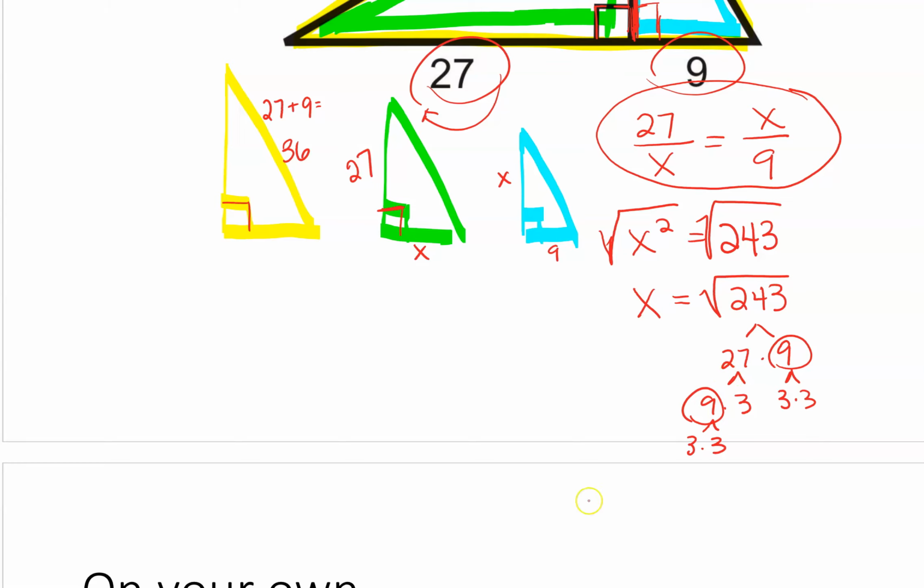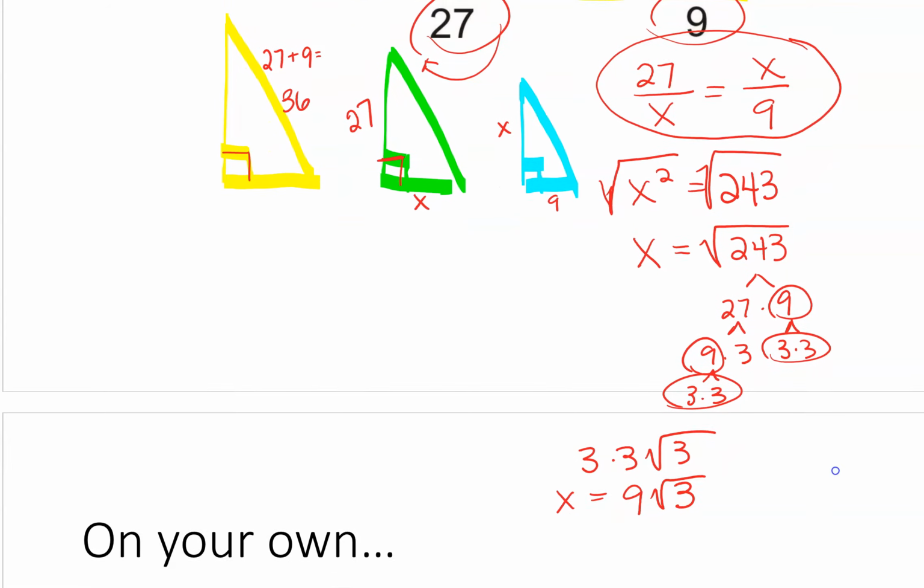So 9 comes out as 3. Pairs come out as their number. So I got 2 sets of 3s coming out, and then 1 3 that stays inside. It doesn't have a pair. So 3 times 3 is 9, square root of 3. So the final answer here would be that the altitude is 9 square roots of 3. 9 square root of 3 is the geometric mean between 27 and 9. Okay.